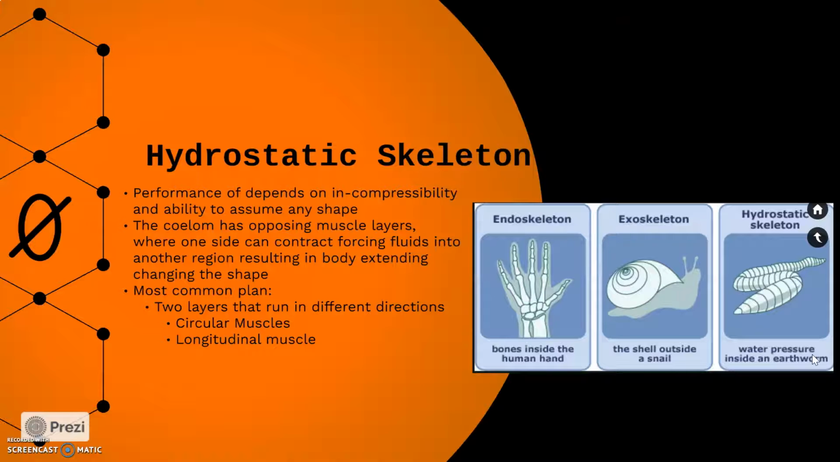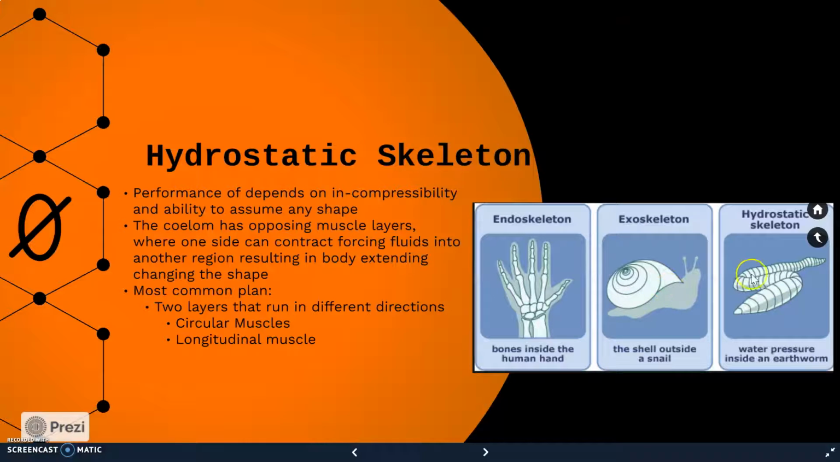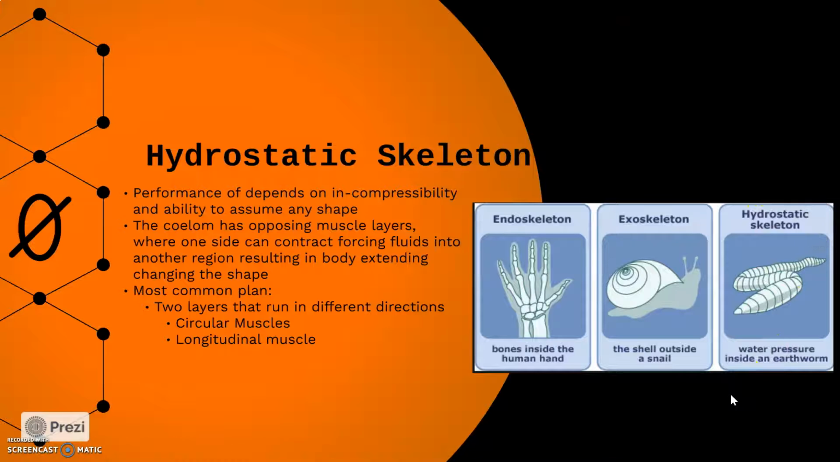If you look at the picture over here to the right, you can see a difference in the different types of skeletons. If you focus on the one on the very far right of the picture, that's the hydrostatic skeleton, and the picture describes it as having water pressure. The most common one you'll see that has a hydrostatic skeleton is a worm.